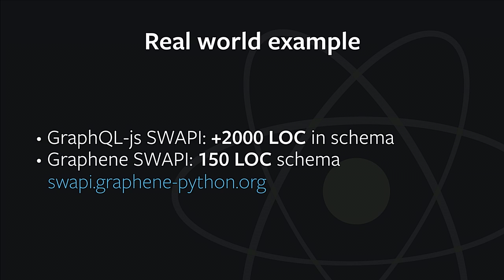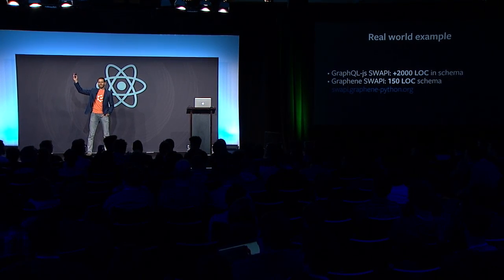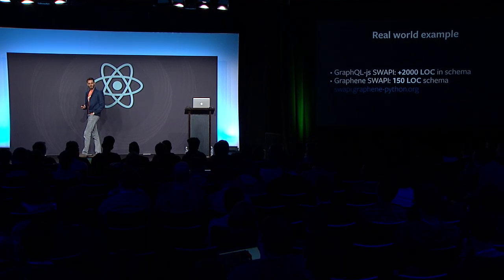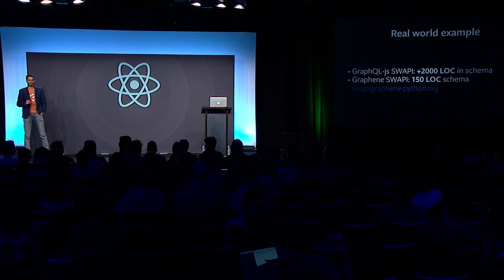If we go to a real-world example, how many of you have seen the GraphQL JavaScript Star Wars API implementation? Some people? OK. If you go through the schema, you can see how just the schema has 2,000 lines of code. And that's not very easy to maintain, is it? Just the same schema made in Graphene only has 150 lines of code. You can check it. It's online, it's open source, it's perfect. Yeah, I love my framework.